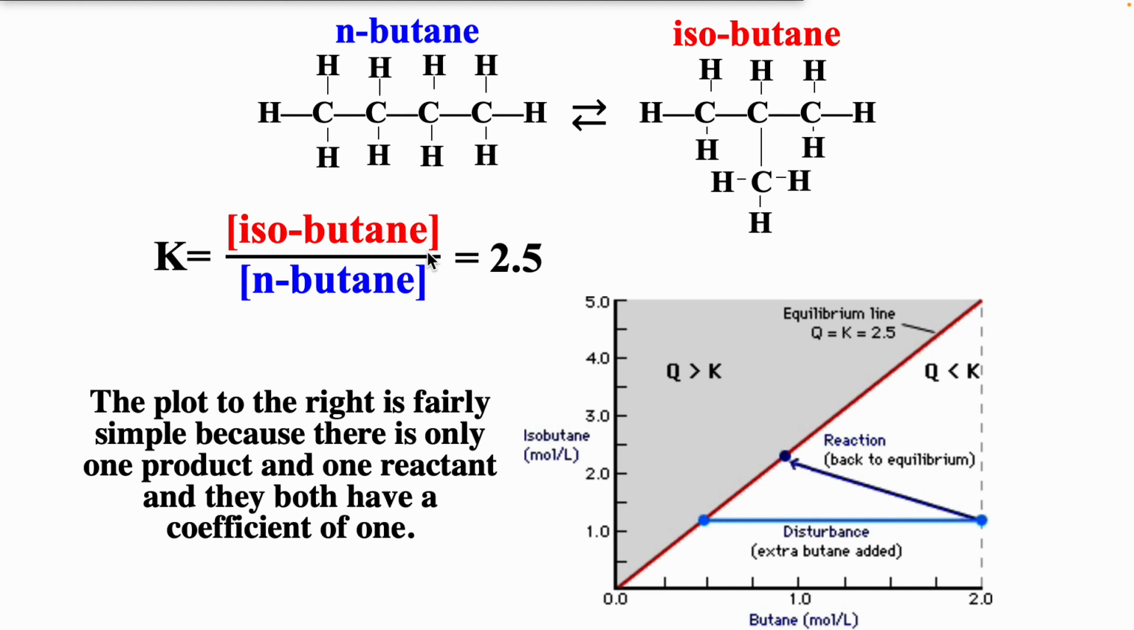And so it's a nice simple reaction. You have one N-butane going to isobutane. And again, if you plot isobutane versus N-butane, you can get a straight line. And so if you start at equilibrium and then there's a disturbance, so it's no longer equilibrium, the system will try to get back to equilibrium.